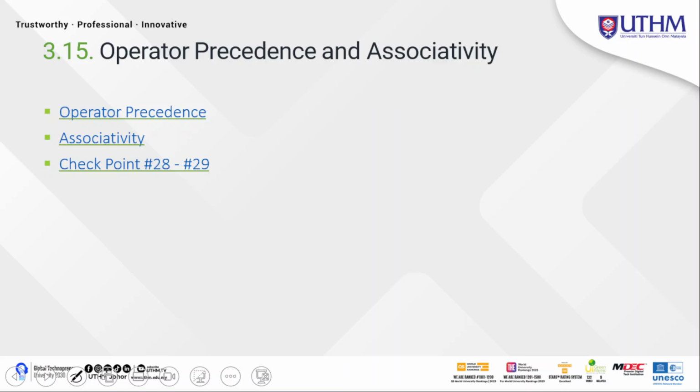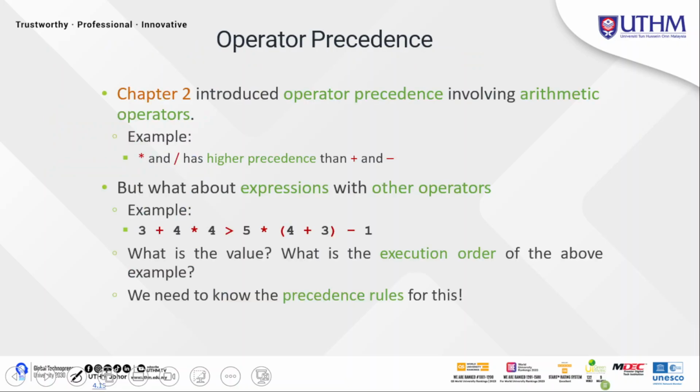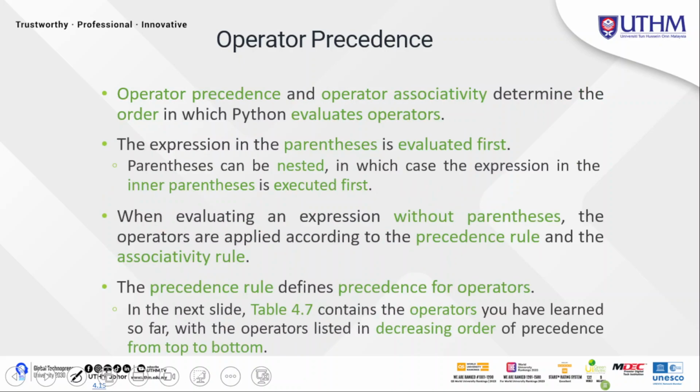Operator precedence and associativity. Let's see. Chapter 2 introduced operator precedence involving arithmetic operators, right? We have the power symbol, multiplication or division, which has higher precedence than addition and subtraction. But what about expressions with other operators? For example, 3 plus 4 times 3, 4. In this case, what is the value? What is the order of execution of the above example? We need to know the precedence rule for this.